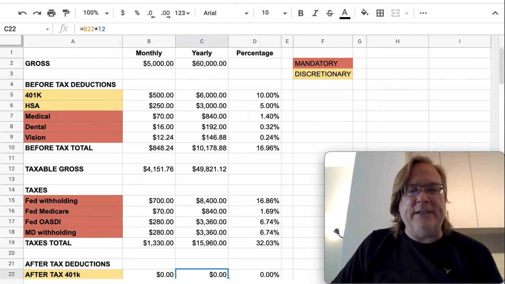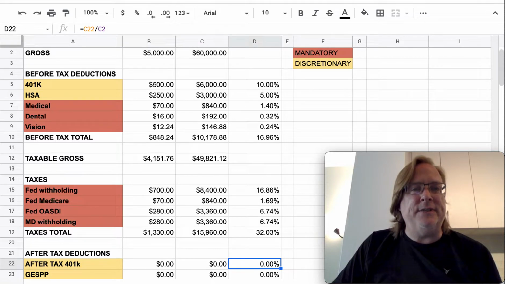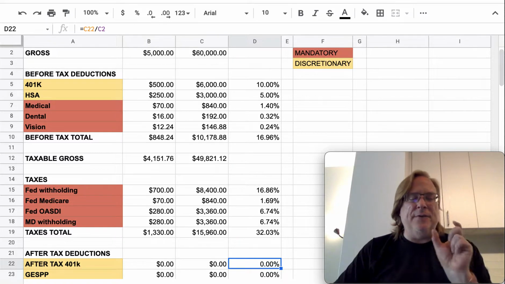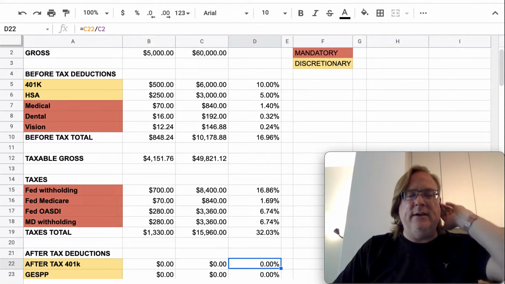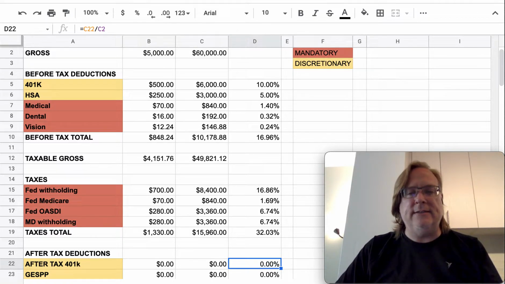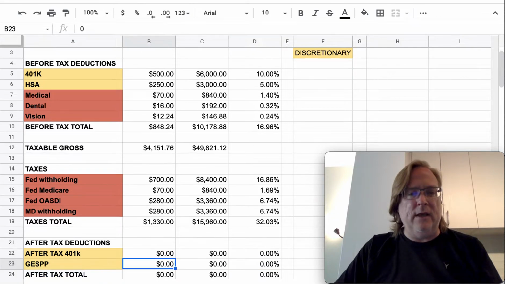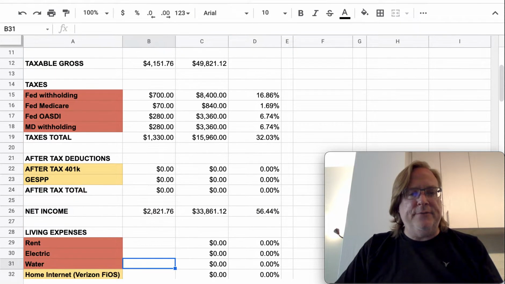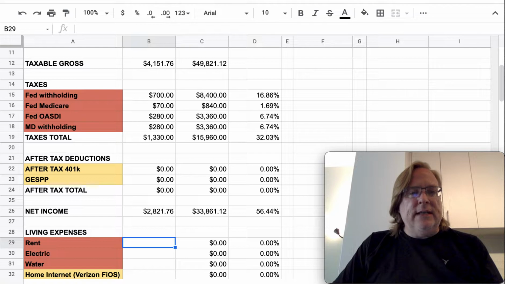All right, so multiplication by 12, and then division against the gross, the C2, for the after-tax deductions. That's usually how that percentage is calculated. If an employer offers these things, they're usually calculated as a percent against the gross income, so that's why I'm doing that here as well. All right, so just moving forward.